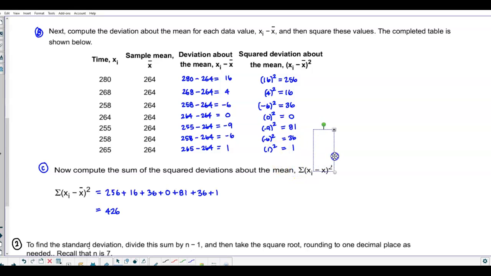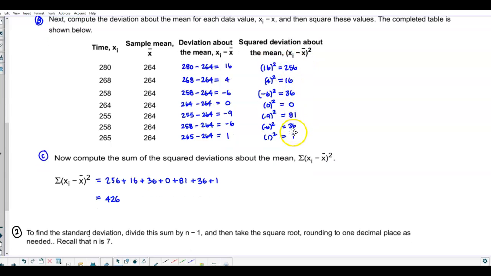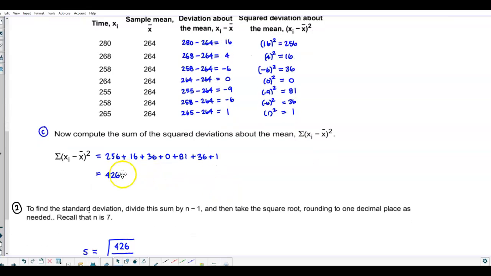So now what we want to do is determine the sum of the squared deviations. We want to add up all these to get the squared sum. If we take 256, add 16, add 36, add 0, add 81, add 36, and 1, that's going to give us a total of 426.